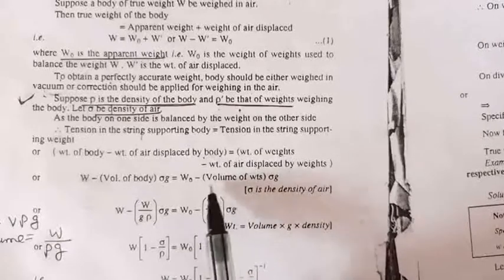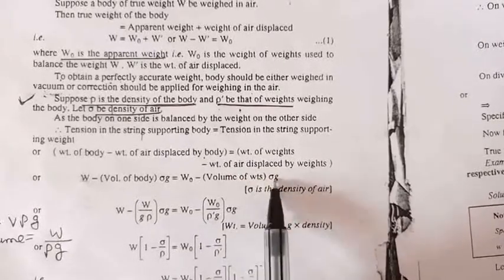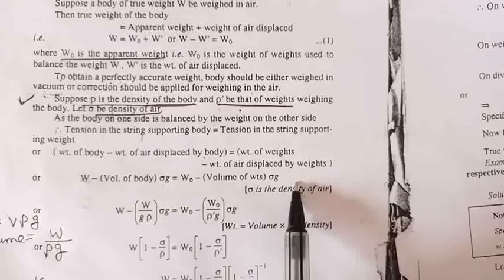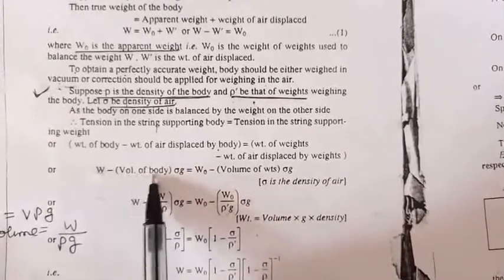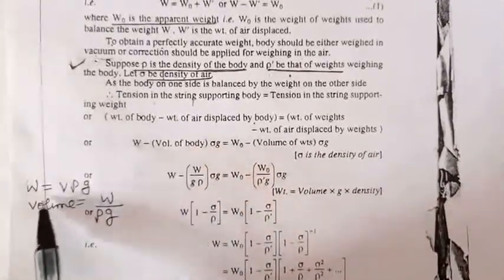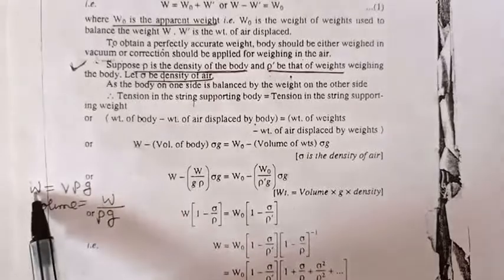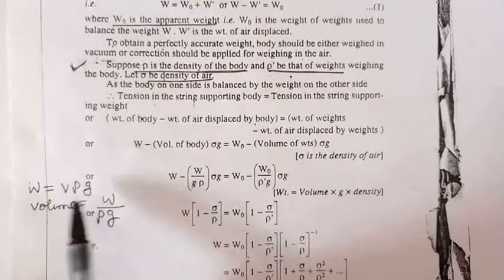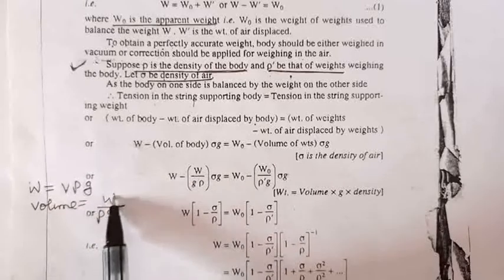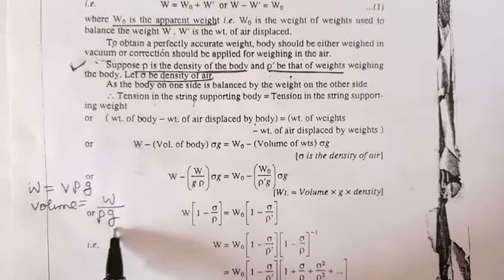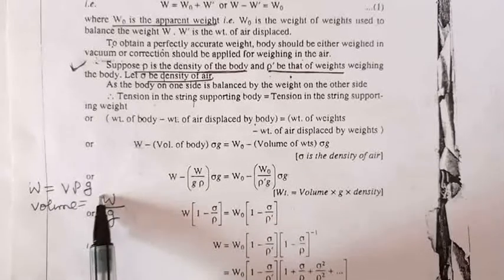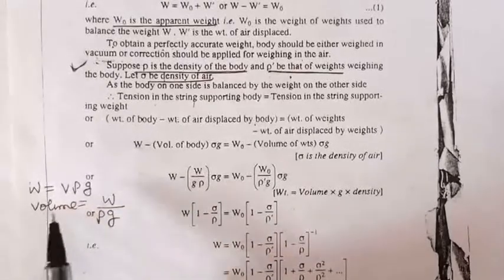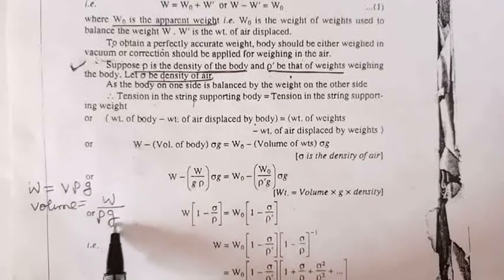So the formula will become volume of the weights into density into g. Now, the volume of the body you can find by using this formula, because weight is given by volume into density into g. So volume will be given by weight upon density into g. Here the density of the body is rho, W is the weight of the body. So the volume of the body will become W upon rho g.